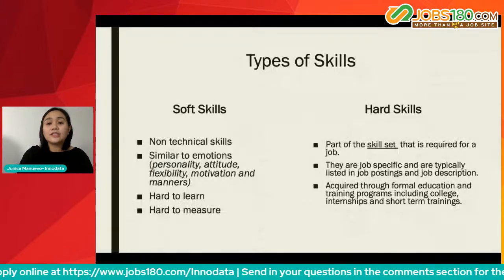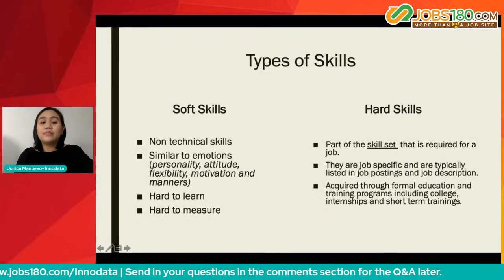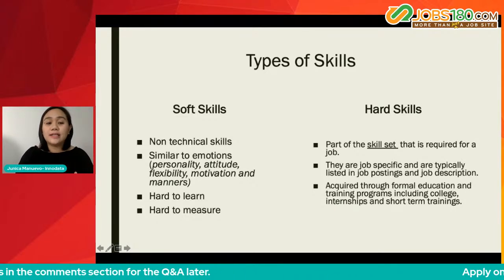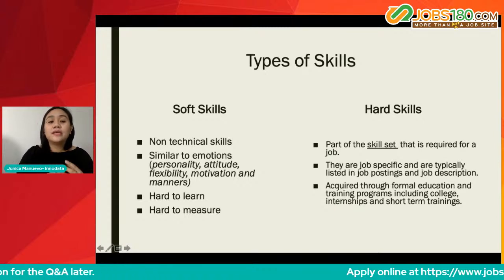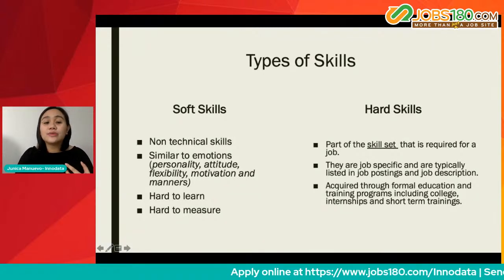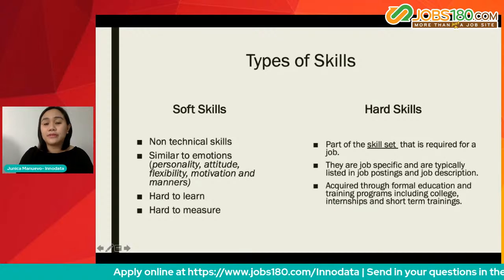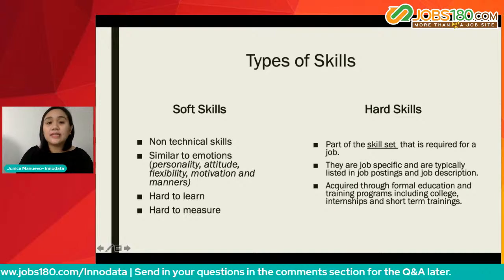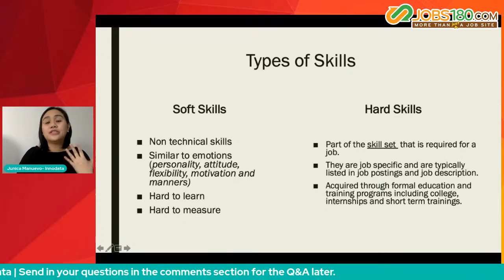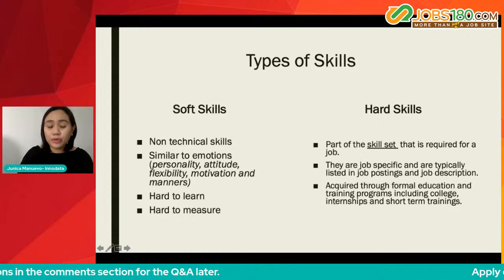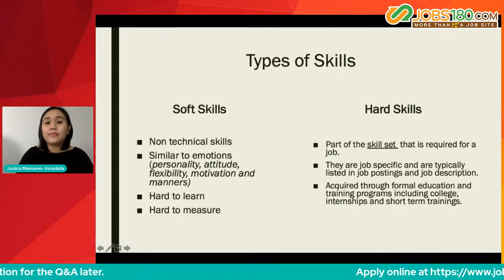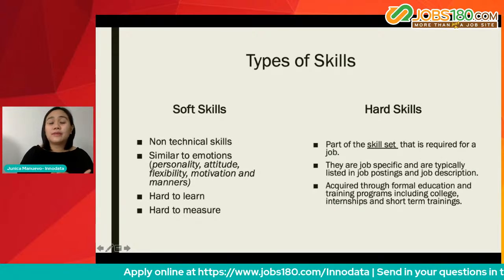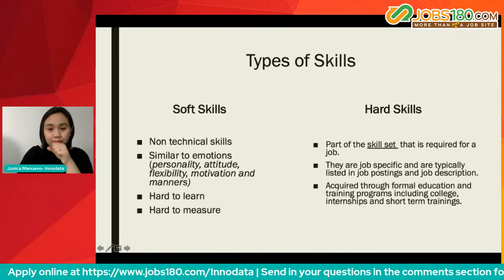With skills, there are actually two types of skills. We have the soft skills and we have the hard skills. Soft skills are non-technical skills related to our emotions. They involve personality, attitude, flexibility, motivation, and manners. Therefore, soft skills are our interpersonal behavioral skills that help us develop relationships with other people, with our co-workers, and help us develop our career as well. Since it is related to our emotion, it is hard to measure and it's non-quantifiable.